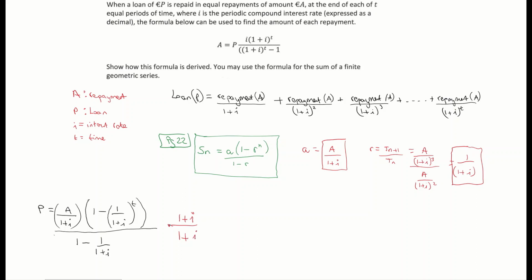And we know from basic fractions that we can do that because 1 plus i divided by 1 plus i is 1. So I'm basically just multiplying this fraction by 1. That's all I'm doing here, really. And let's set up what that will look like now.